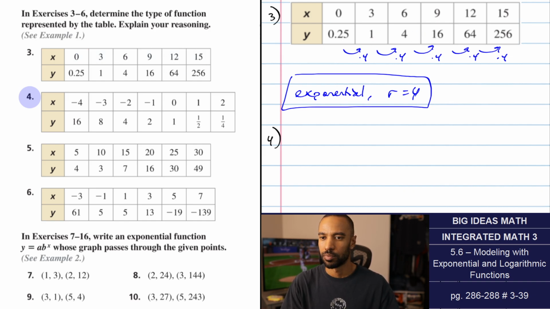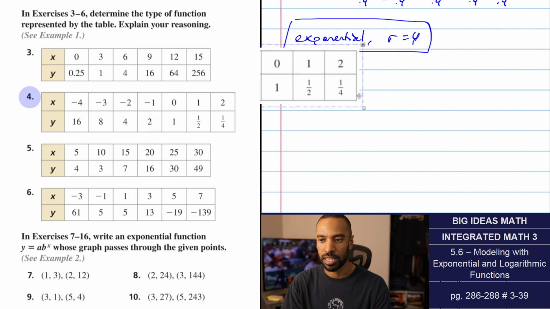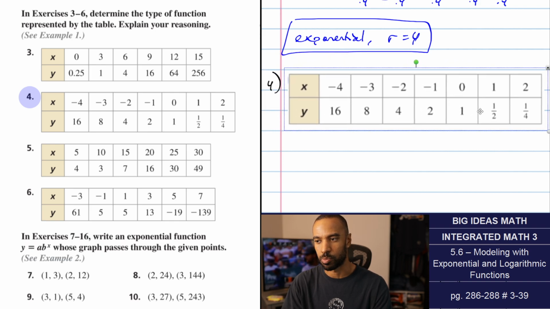Number 4. Let's copy and paste this one in as well. Let's see if we can see it for what it is. And I think I do. And this actually harkens back to what I was just talking about right before the problem set. These numbers decrease. That doesn't mean it can't be exponential. And I do believe this is exponential.